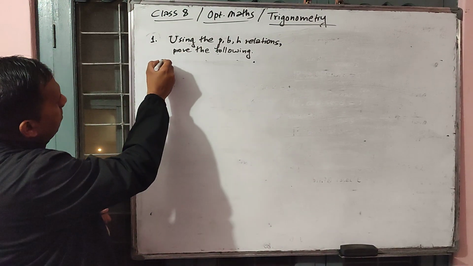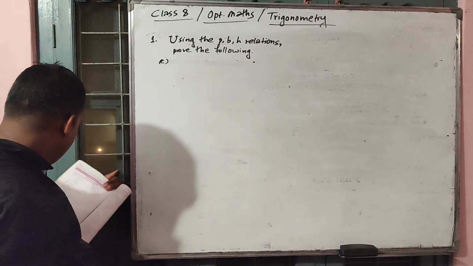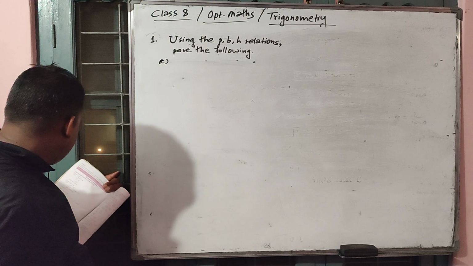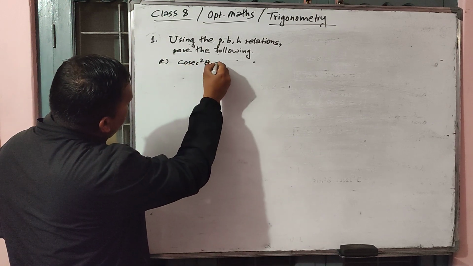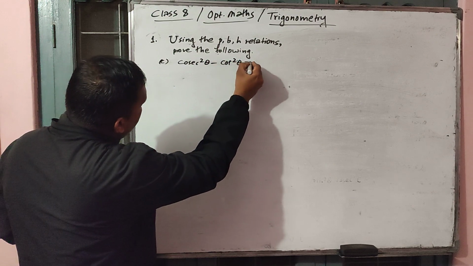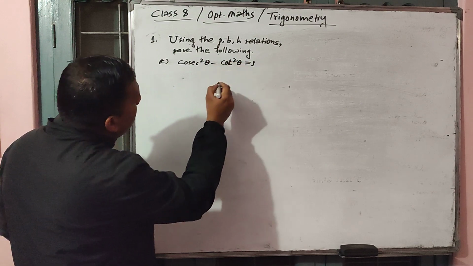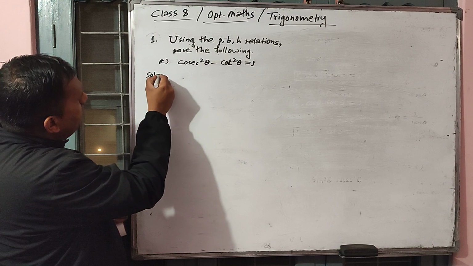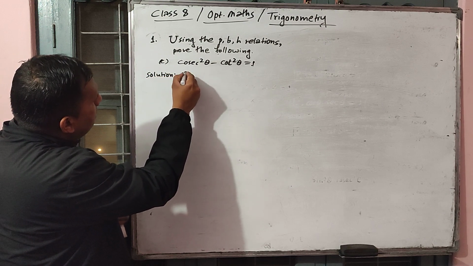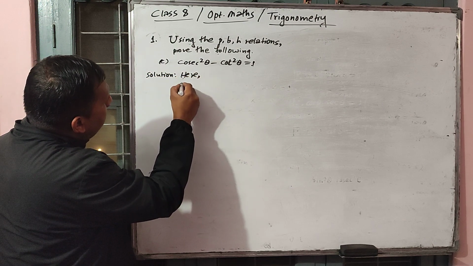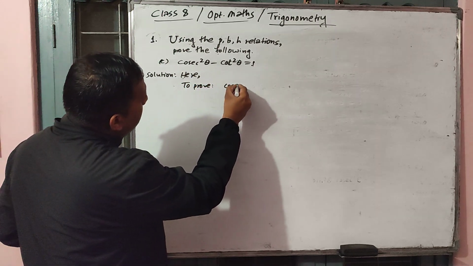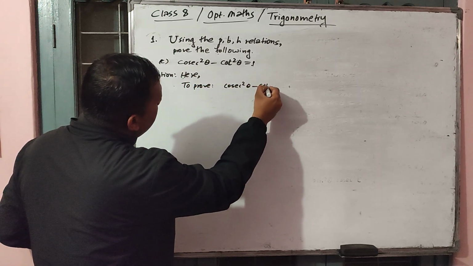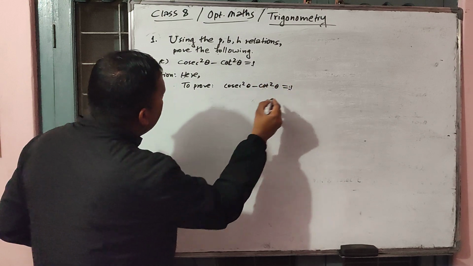Next question, C. Let's see, we have cosec square theta minus cot square theta equal to 1. Now its solution. Here we have to prove cosec square theta minus cot square theta equal to 1.